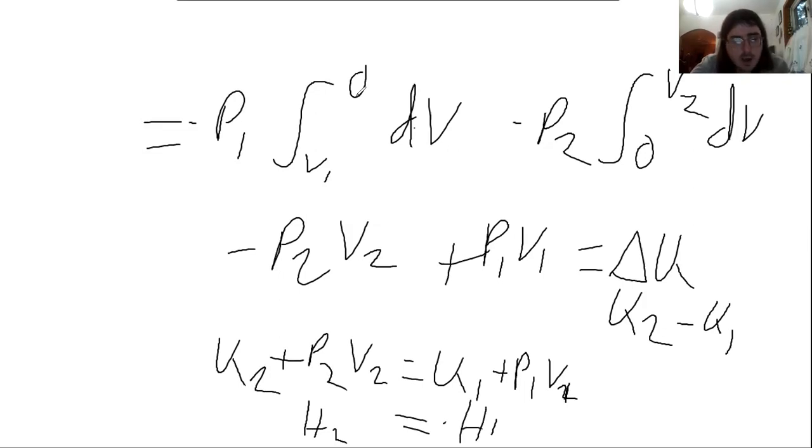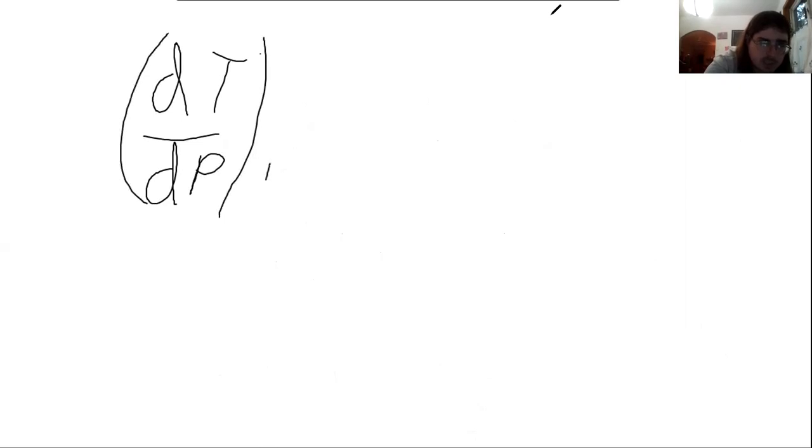So what does this mean? Under this specific situation, this is isoenthalpic. Over this whole Joule-Thomson experiment, the system is not allowing enthalpy to change at all. So we have essentially that: how does temperature change with pressure at constant enthalpy during expansion of gas? That is equal to our mu JT, our Joule-Thomson coefficient.